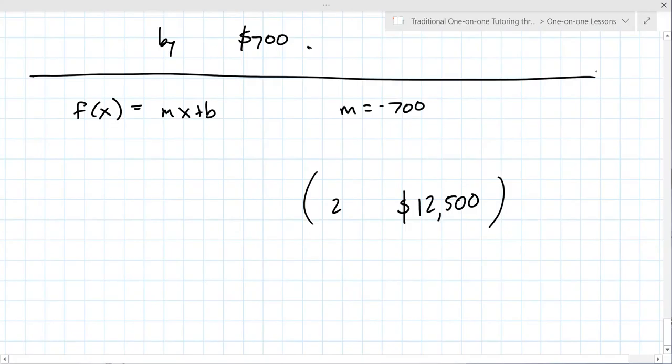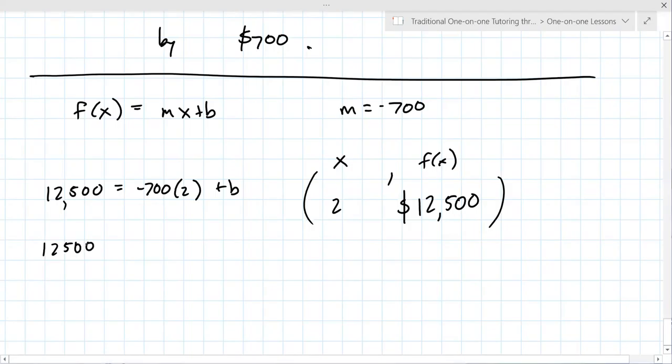Okay. So would I write x is this 2, and this is f of x? Yeah. All right, f of x equals mx plus b. So then 12,500, or f parentheses 12,500 equals... no. This whole value is f of x. Oh, okay. So I don't need the f of x. No, it takes the place of it.